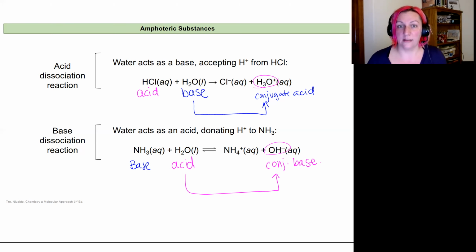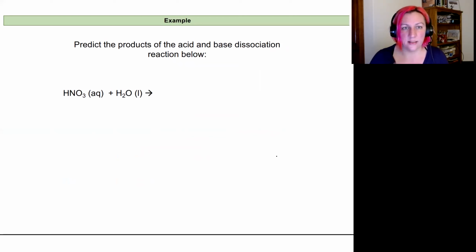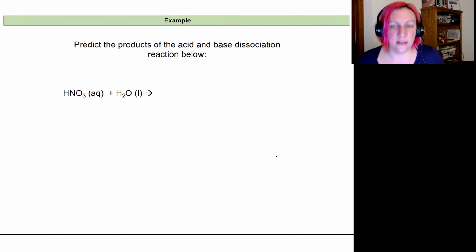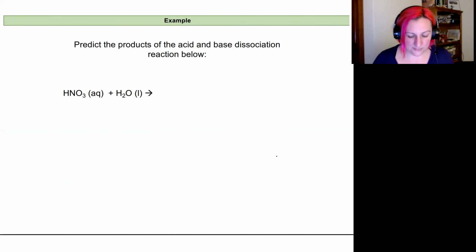Here's an example. You can try it on your own first if you want to pause this. We're going to try to predict the products of the acid dissociation below. It looks like, sorry, the base one didn't print. I'll write it out. So here we have nitric acid and water. So when I look at this, I see H, N, and O, and I'm like, oh my gosh, is this an acid or is this a base?